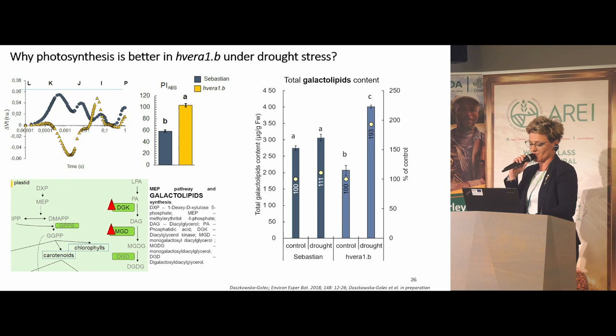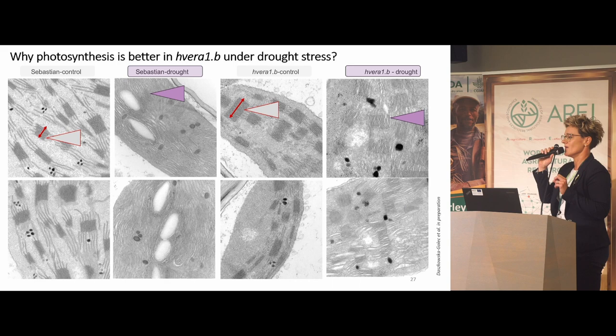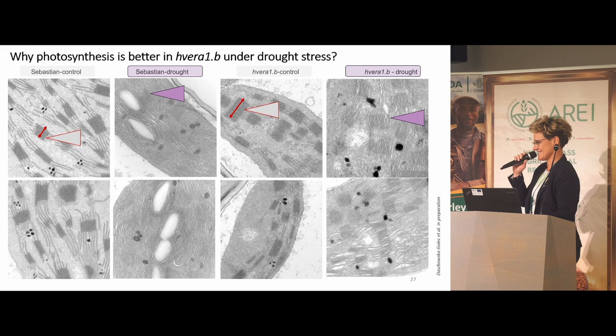So then we looked also at the chloroplast ultrastructure of the mutant and the wild type under control and drought conditions. When we looked at the control pictures, you can easily notice that already under control conditions, the stacks of thylakoids were higher than in the wild type. And after drought stress, the level of destruction of the chloroplast was much lower in the mutant when compared with the wild type. Okay, but it was observed only at the seedling stage, and for sure you will ask, what about further stages of development?